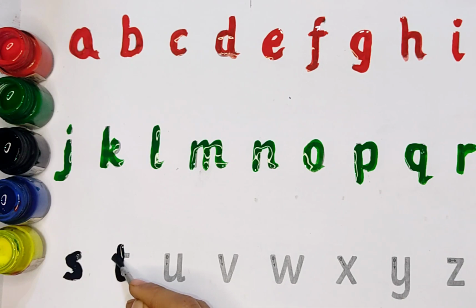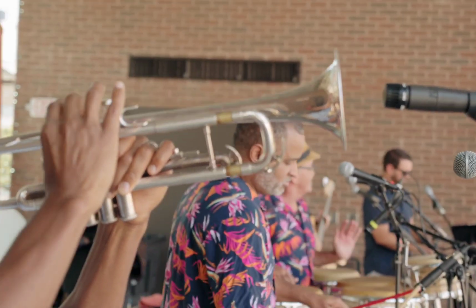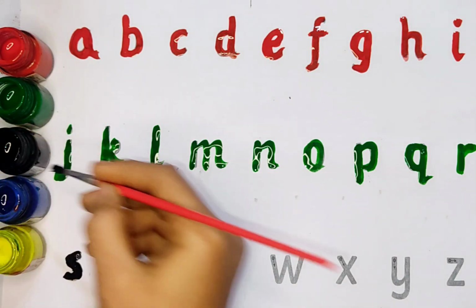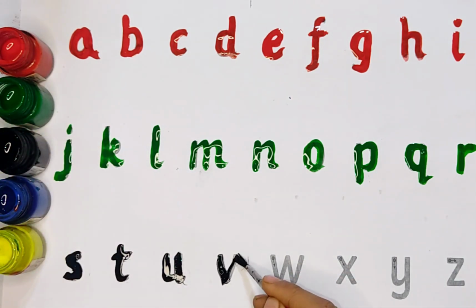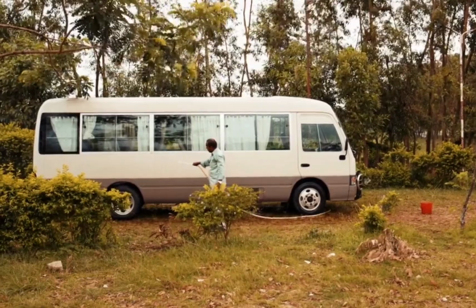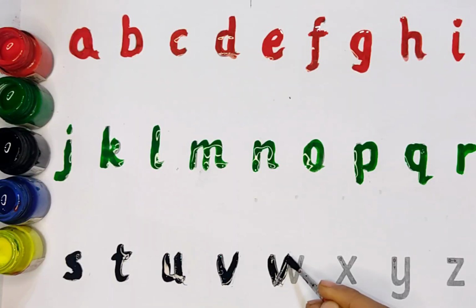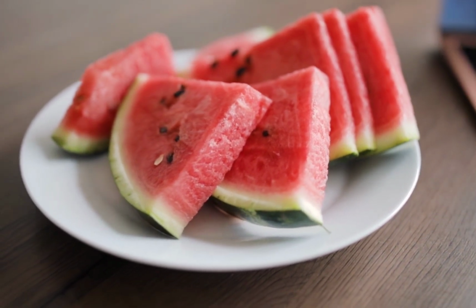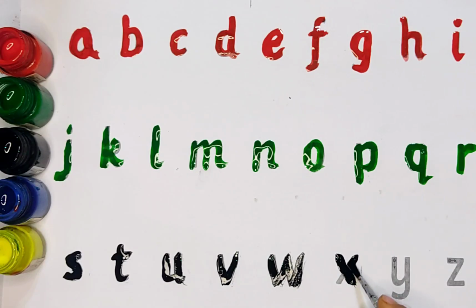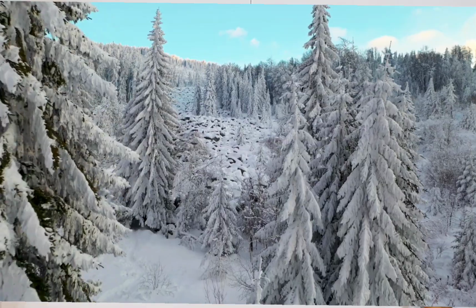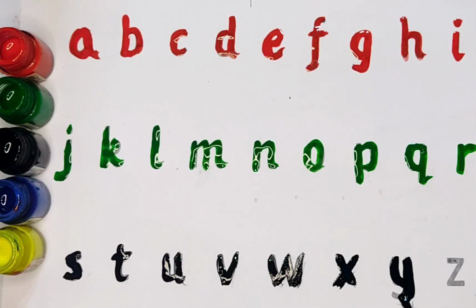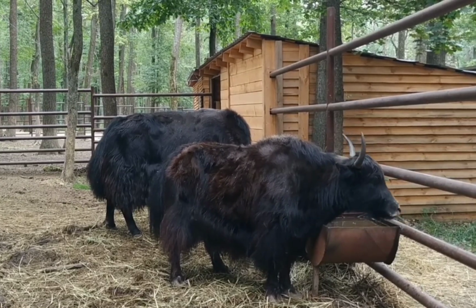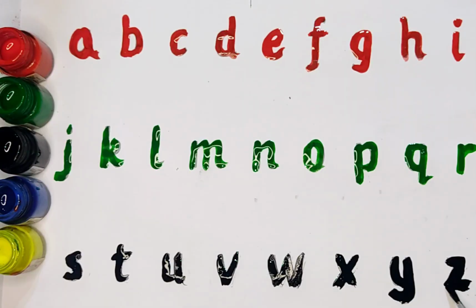T. T for trumpet. U. U for unicorn. V. V for van. W. W for watermelon. X. X for Xmas tree. Y. Y for yak. Z. Z for zebra.